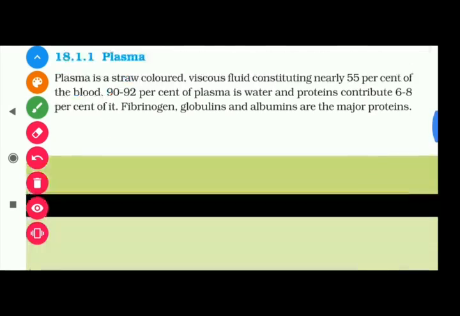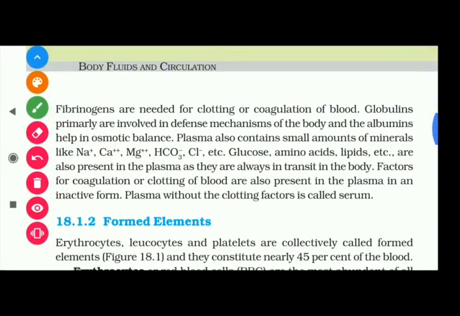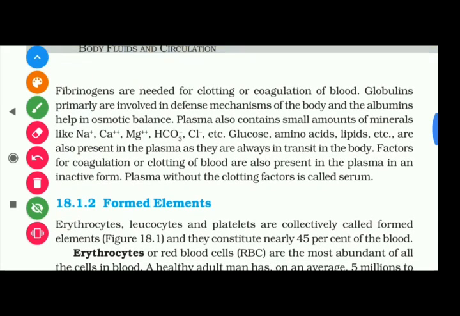First of all, fibrinogen is needed for clotting or coagulation of the blood. Means when we accidentally cut our hand or finger, suddenly the clotting protein, fibrinogen, comes and stops the blood from passing. Due to this fibrinogen the blood gets coagulated or clotted, means it sets there and stops.